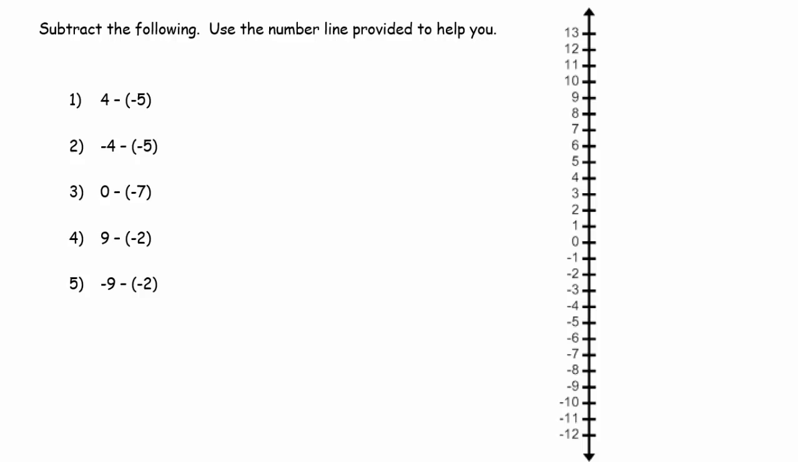So 4 minus a negative 5, that's 4 plus 5 is 9. Negative 4 minus a negative 5 would be negative 4 plus 5, and that's a 1. 0 minus a negative 7, 0 plus 7 is 7. 9 minus a negative 2 would be 9 plus 2 is 11. Negative 9 minus a negative 2 would be negative 9 plus 2, and that gets me back to negative 7. Hopefully you tried those out on your own and did a nice job.